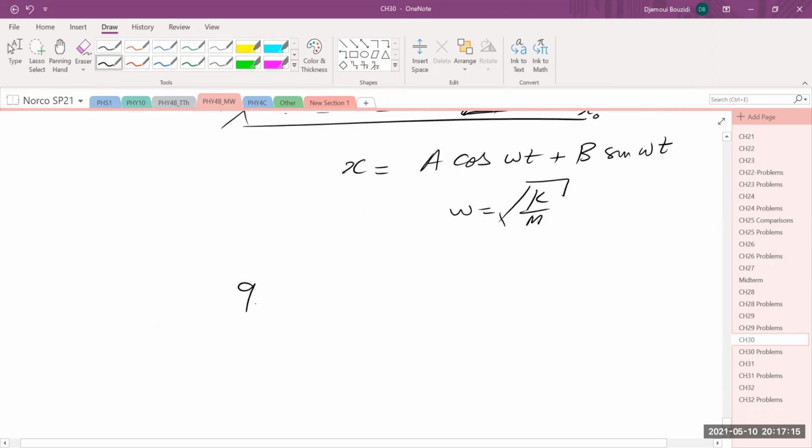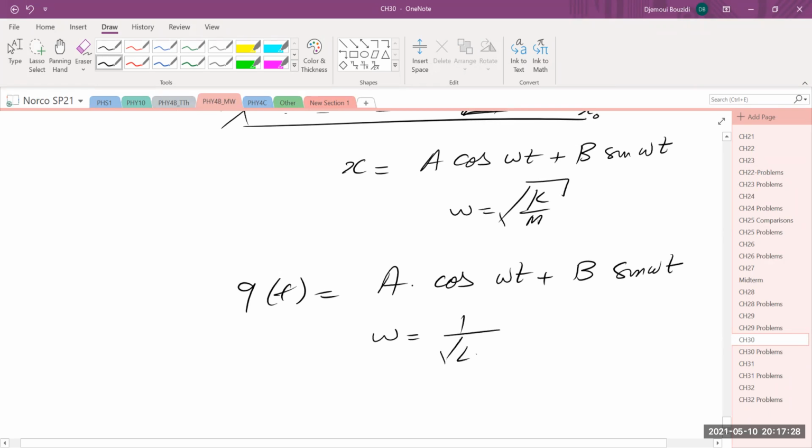The charge q as a function of time should be some amplitude times cosine of omega t plus some amplitude times sine of omega t, where omega in this case is 1 over the square root of LC. End of the story. So this is the natural frequency of this oscillator.